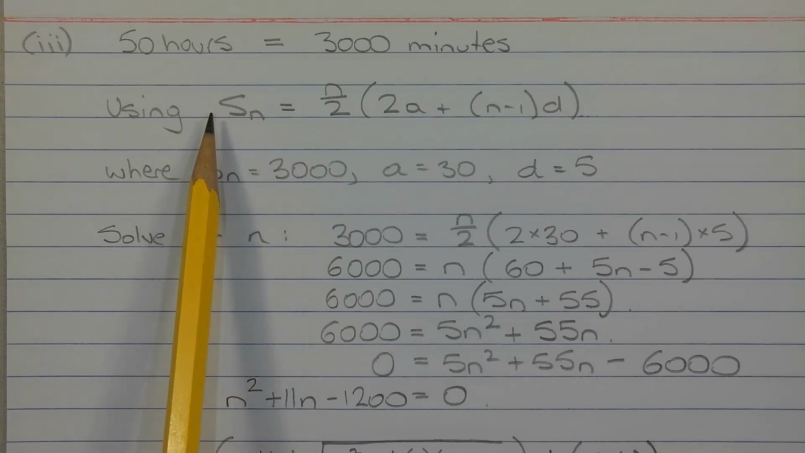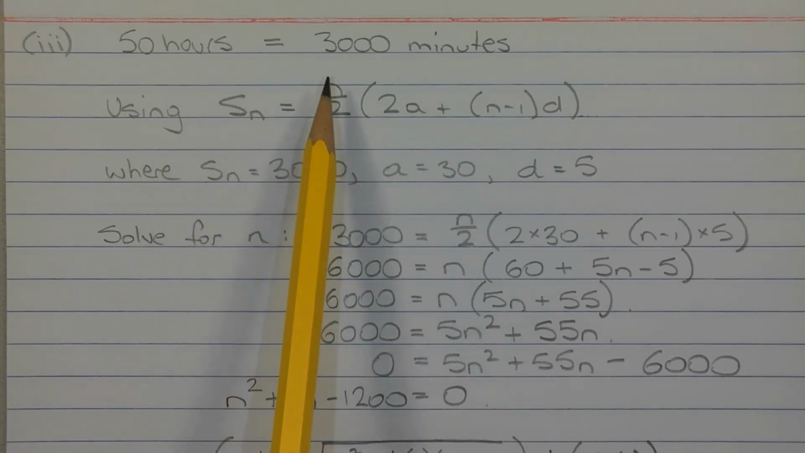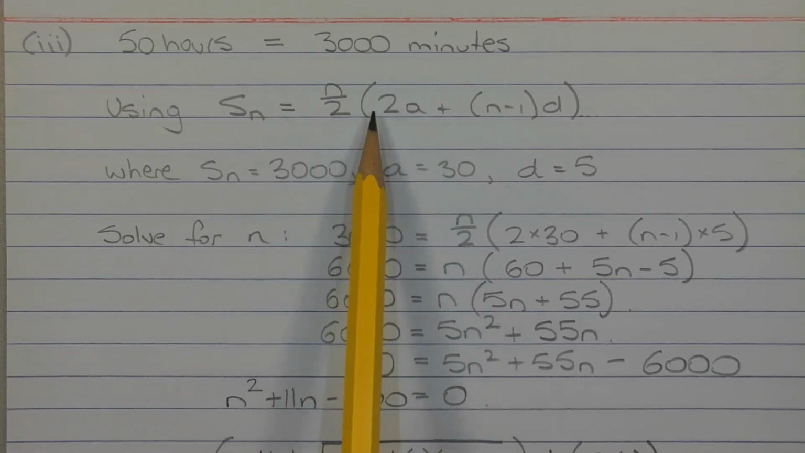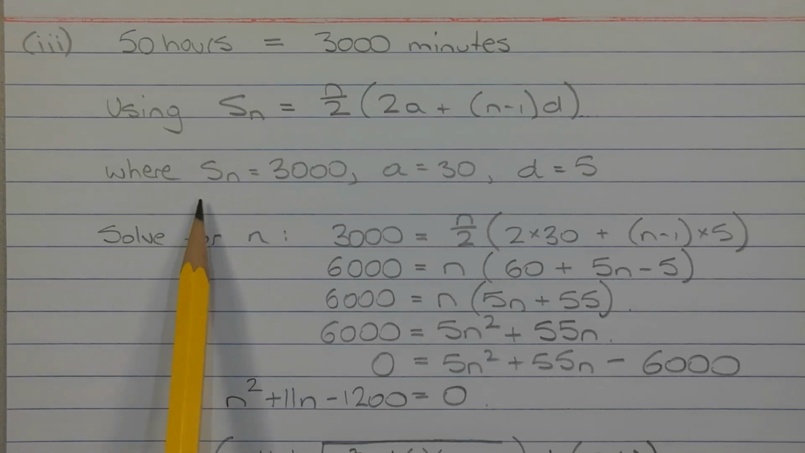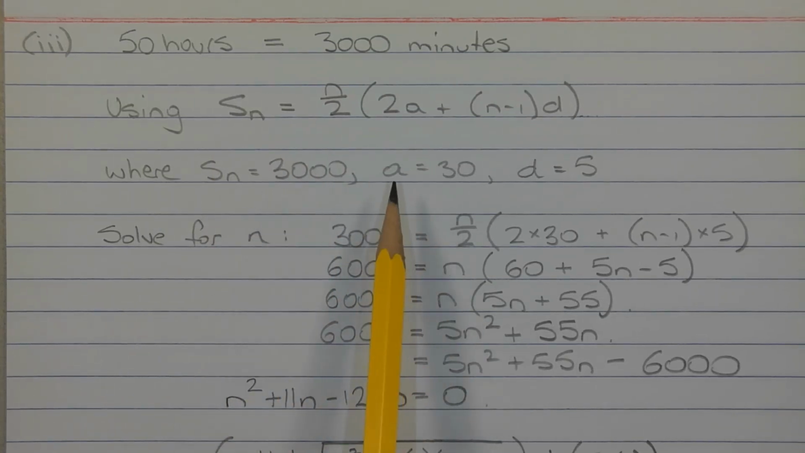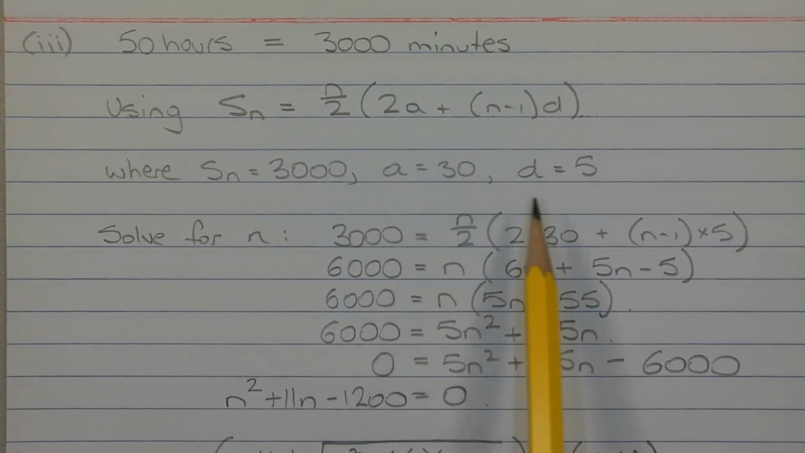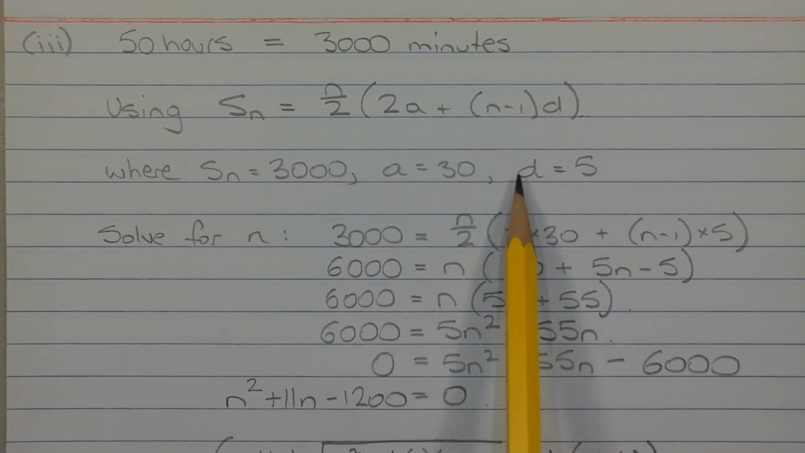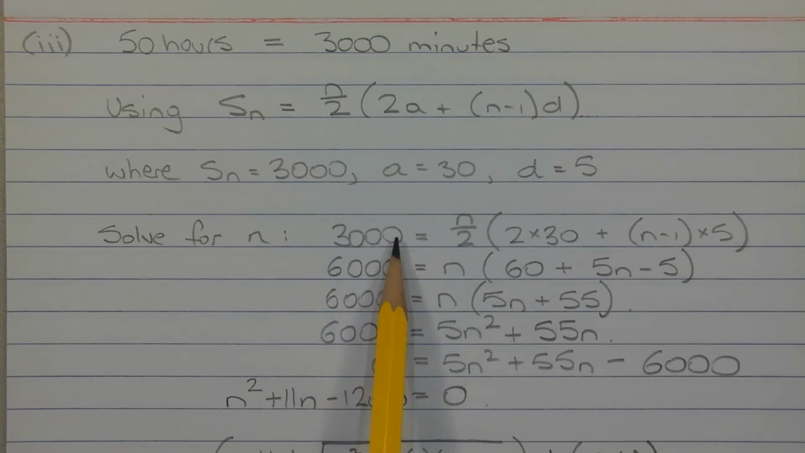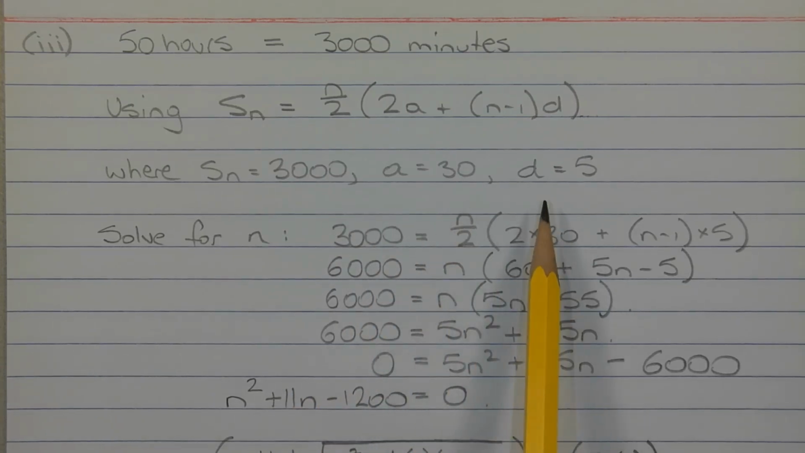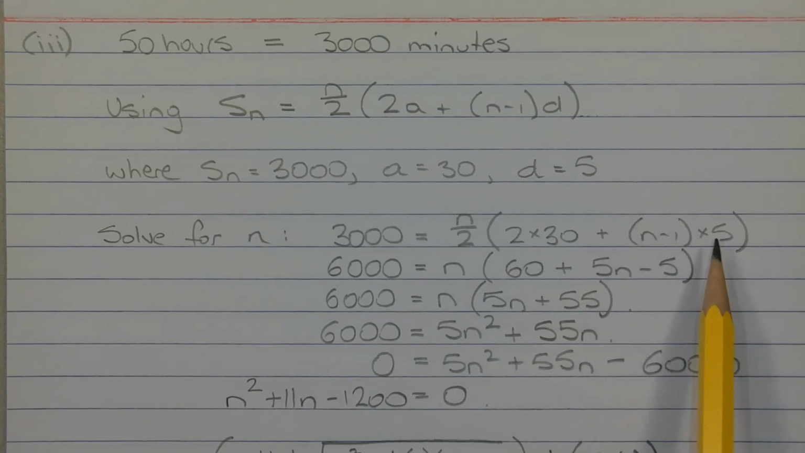Now using this sum formula, which is different to the one that we used in part 2, this one's Sn equals n over 2 times (2a plus (n minus 1) times d), where Sn is equal to 3,000 minutes, a is equal to 30 minutes, which is our first term, and d is equal to 5 minutes, which is our common difference. So we want to solve for n the equation 3,000 equals n over 2 times (2 times 30 plus (n minus 1) times 5).